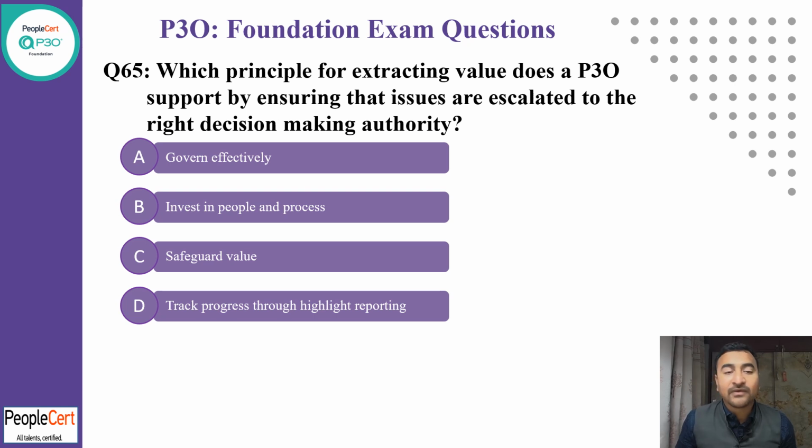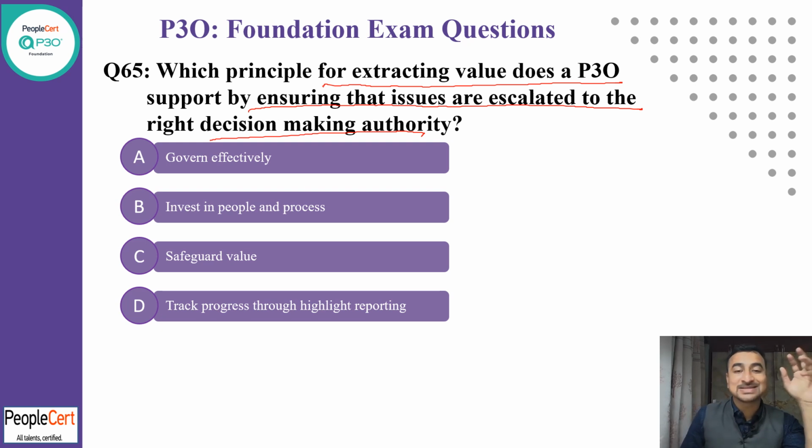Now question number 65: which principle of extracting value does a P3O support by ensuring issues are escalated to the right decision maker with the authority? Now this is the question where the govern effectively principle comes into play. You have limited bandwidth of your management. You can't allow each and every issue to be escalated to the management level, so you set some threshold level. Govern effectively is the principle by which you set a threshold level and make sure that your senior management gets all the required information once it crosses the threshold. So that is the correct principle.